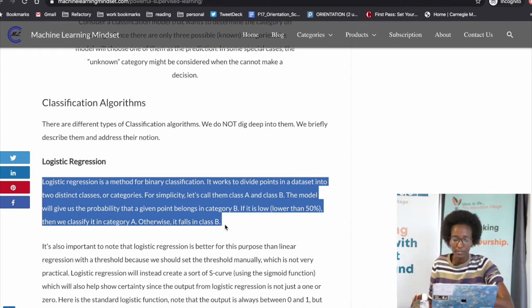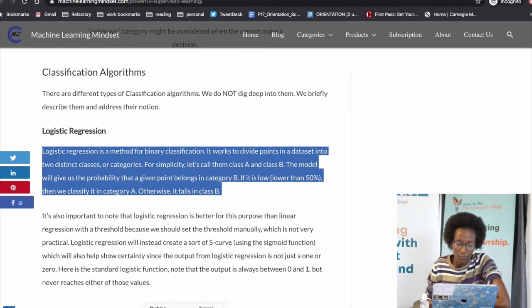Okay, so it will give you the probability that it belongs to one of the categories, and if that probability is lower than 50%, then we shall classify it as category A, because if the probability of that data point being in the category is very low, lower than the threshold that has been set, then it will classify it as the other category. Otherwise, if the probability of the data point being in category B in this example is higher than 50%, it will classify it as belonging to category B.